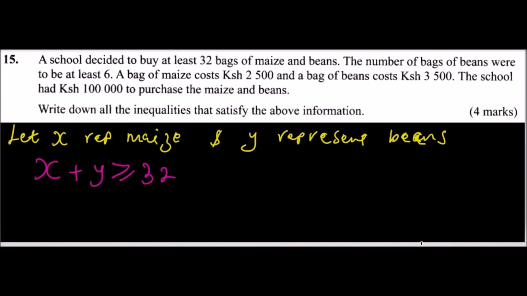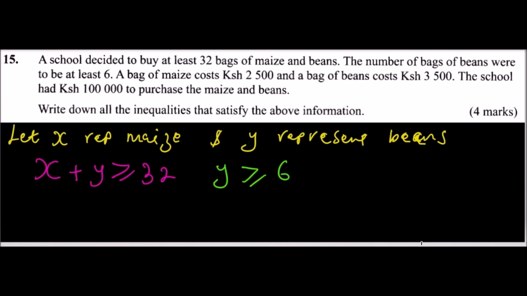We are also told the number of bags of beans was to be at least 6. So since the number of bags of beans is represented by y, then y must be greater than or equal to 6. That is, the minimum should be 6.